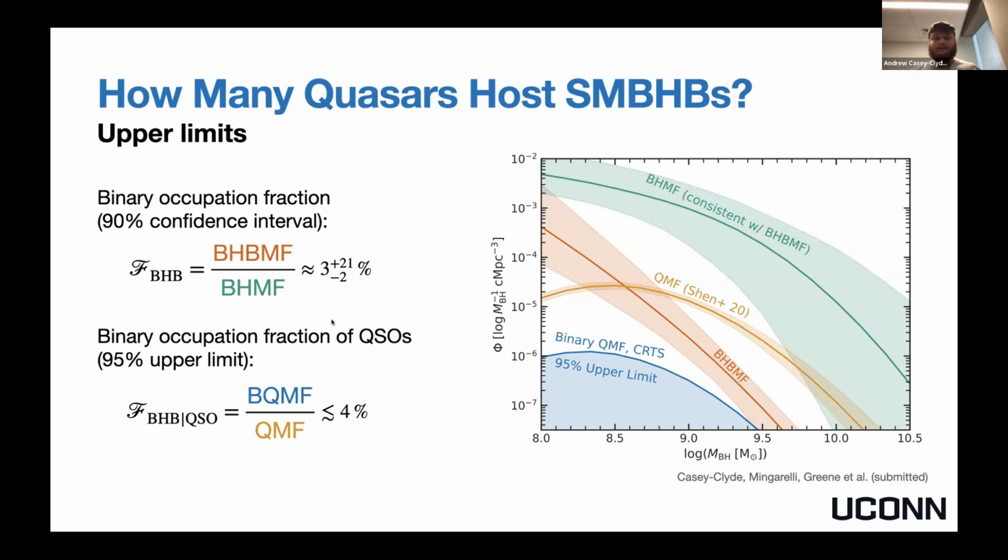On the next slide, I'll show you how those two compare, but you can see already here that if we consider the lower limit on the binary occupation fraction with this upper limit on the binary occupation fraction of quasars, it looks like we might have binaries in quasars a little bit more often than in the general galaxy population. Though again, these are all still upper limits here.